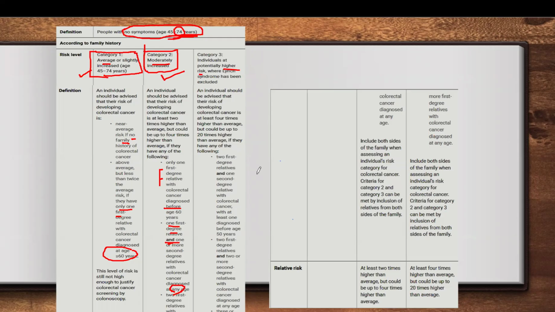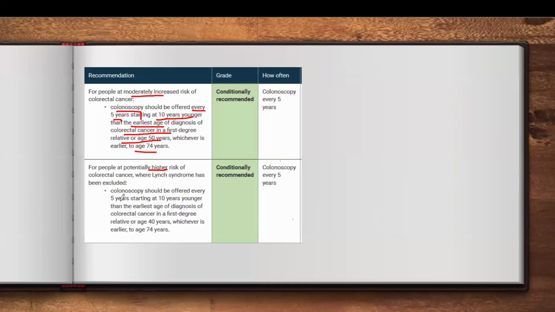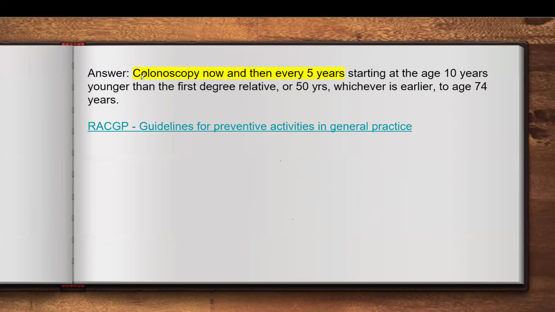And then category 3, you also do colonoscopy every 5 years, but the age is 40 years instead of 50. This is written for higher risk: every 5 years starting at 10 years younger or at age 40, whichever is earlier. So any type of question comes, we will be able to solve it. For this patient, moderately increased risk, we can do colonoscopy now and then every 5 years. This is the link for the Red Book.